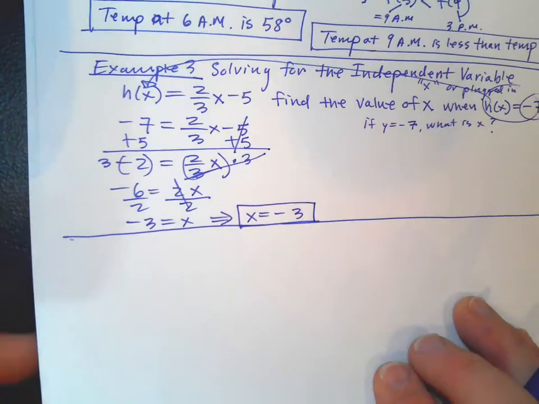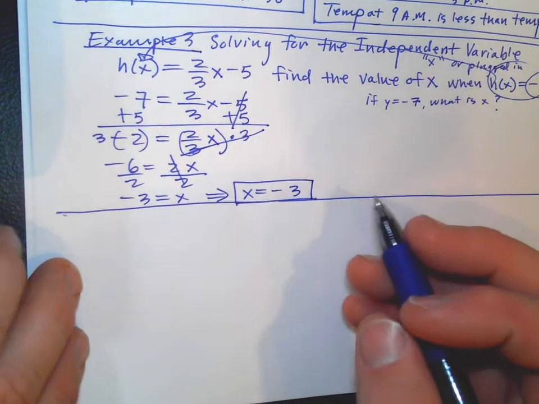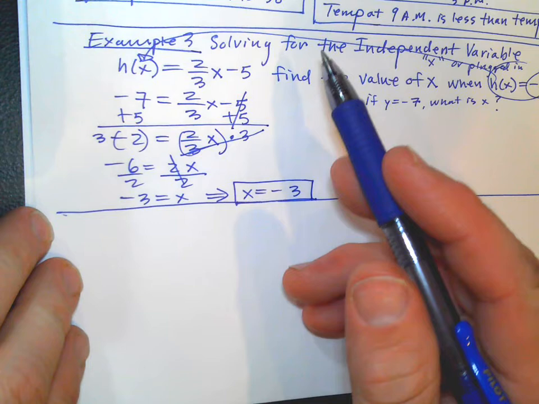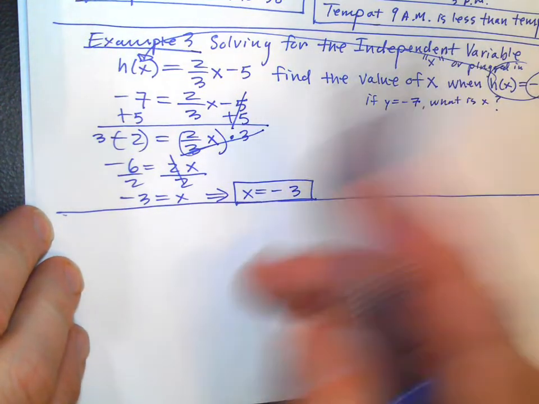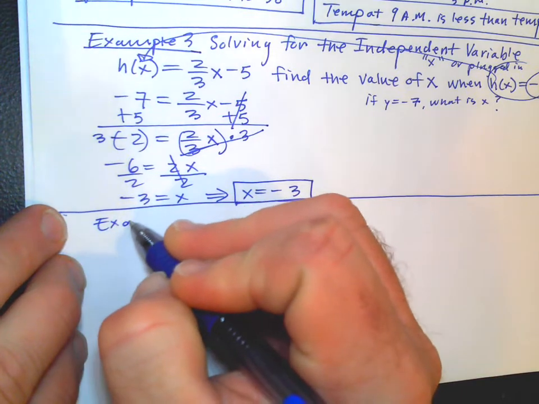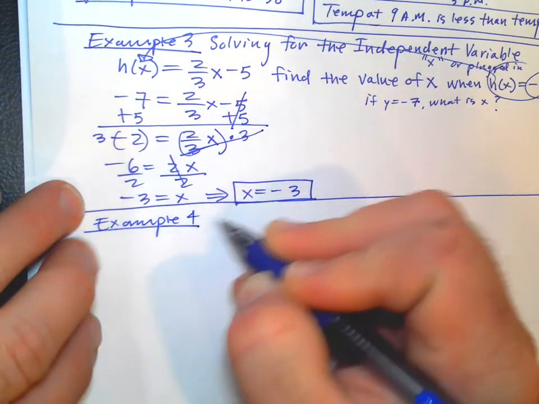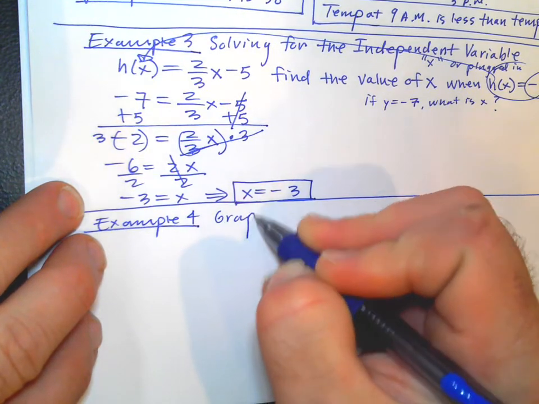So that's what you would do if you're trying to solve for the independent variable. You're trying to find the value of x given y. Back on example 1, you were given x and found y. Now we're given y and find x. So it's just backwards. Okay, example 4, our last example. Graphing.